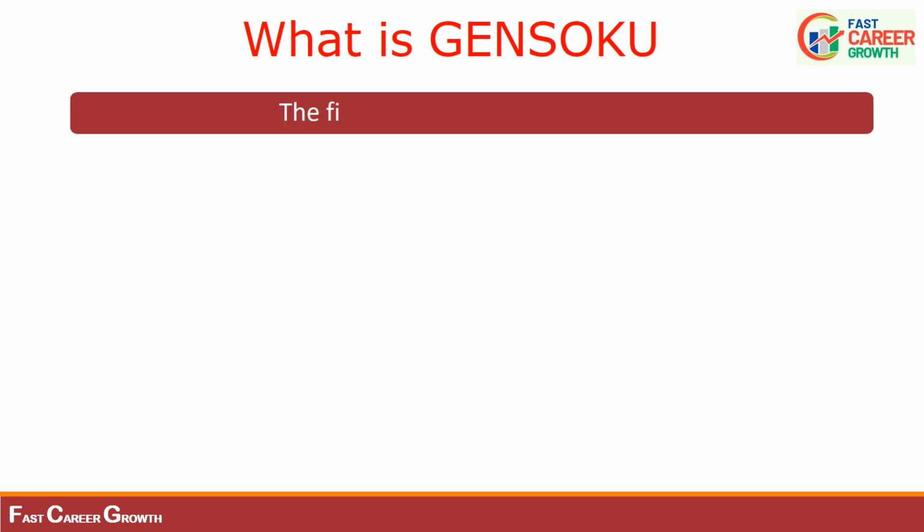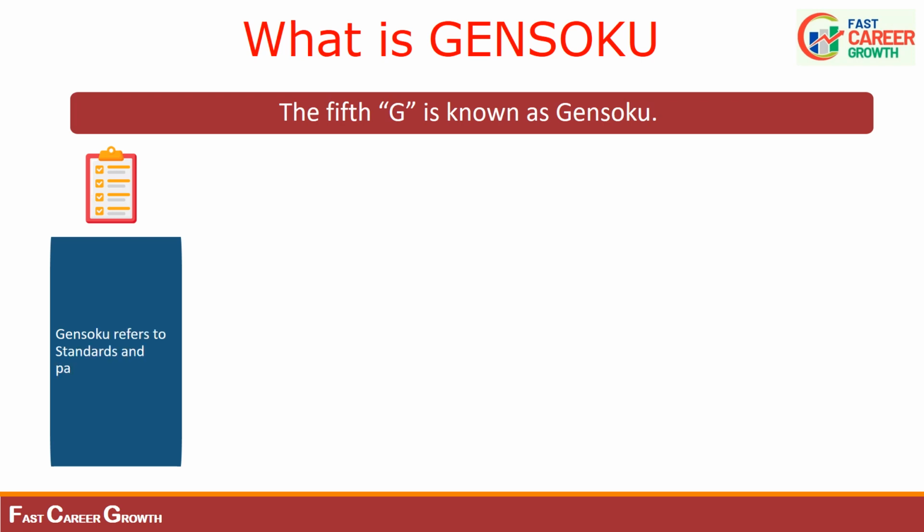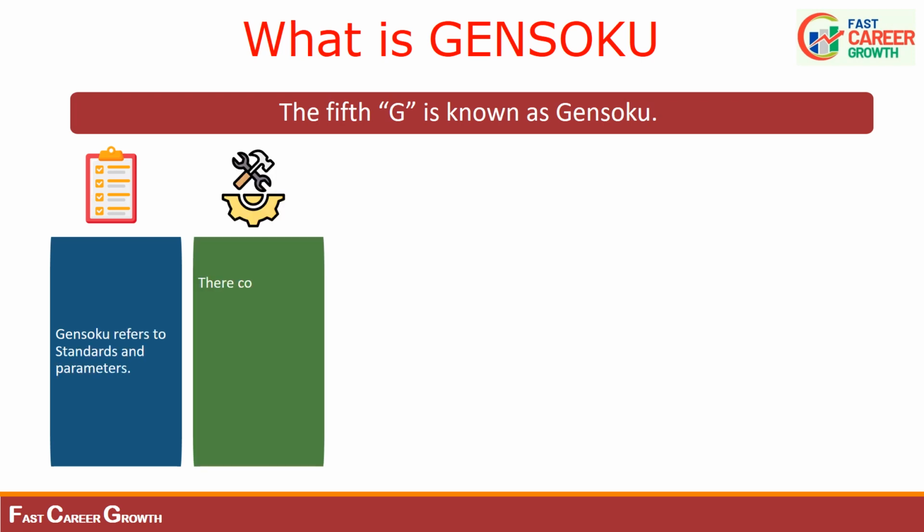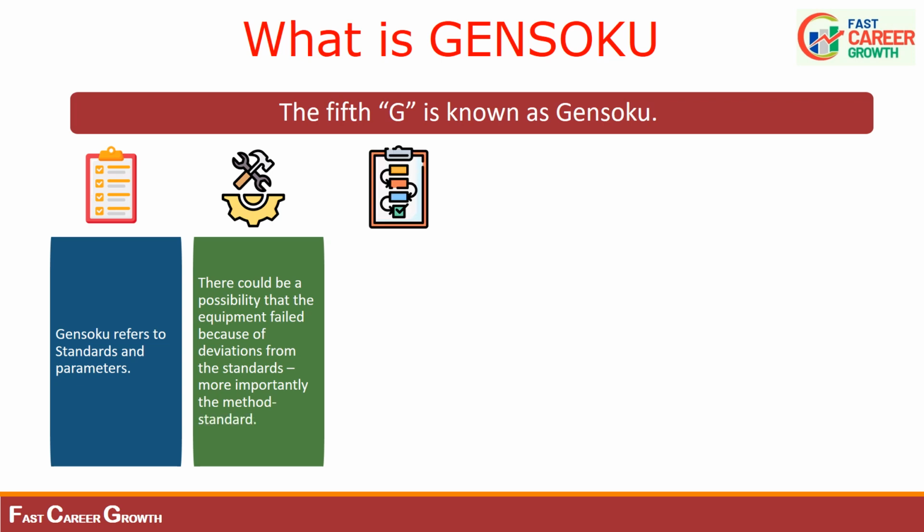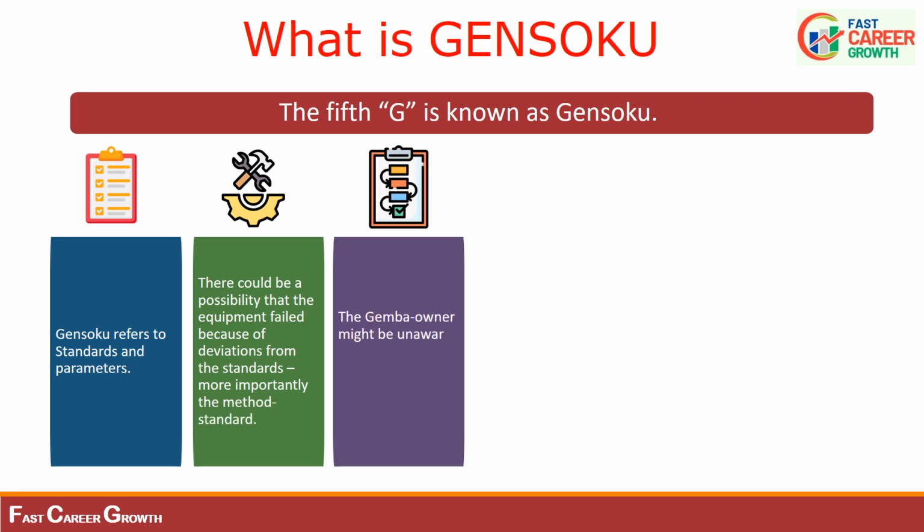Next, what is GENSOKU? GENSOKU, the fifth G, refers to standards and parameters. There could be a possibility that the equipment failed because of deviations from the standards, more importantly the method standard. The GEMBA owner might be unaware of the standard operating procedures.